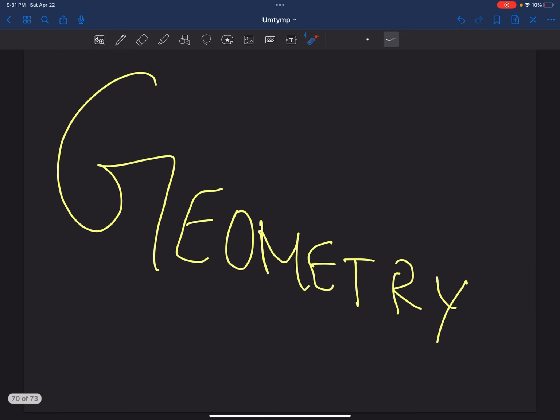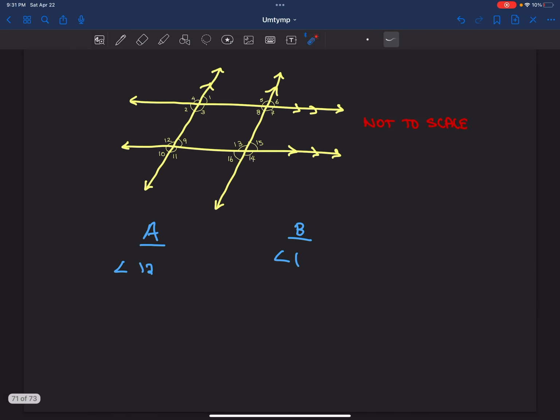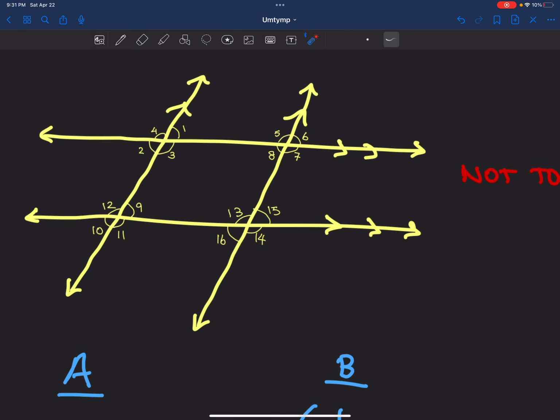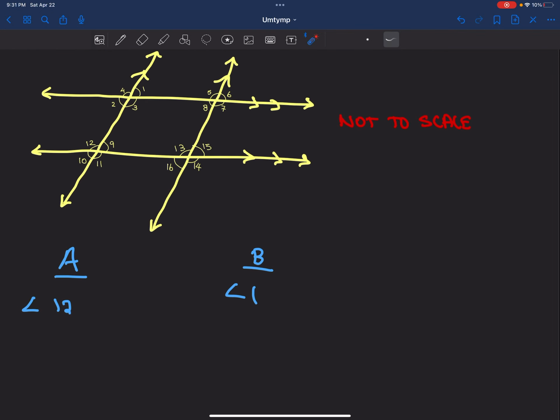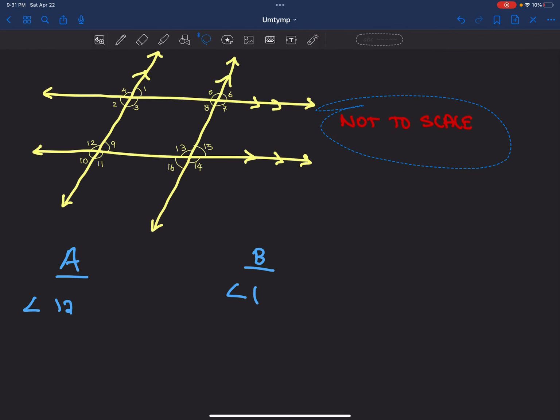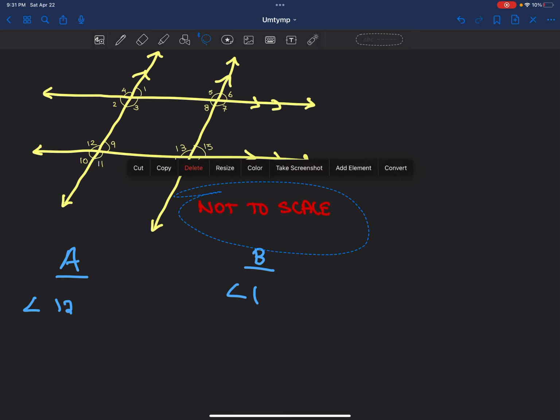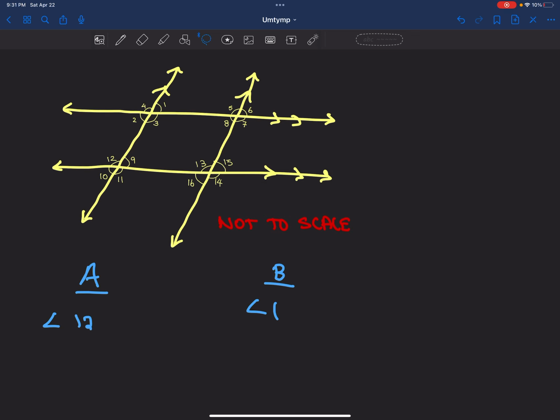Okay, and the final topic, geometry. Here we have some lines and some angles. I don't know why I'm messing up this figure. I'm going to move this because I don't know why this is over here. This is not to scale. On A we have angle 12, and on B we have angle 1.